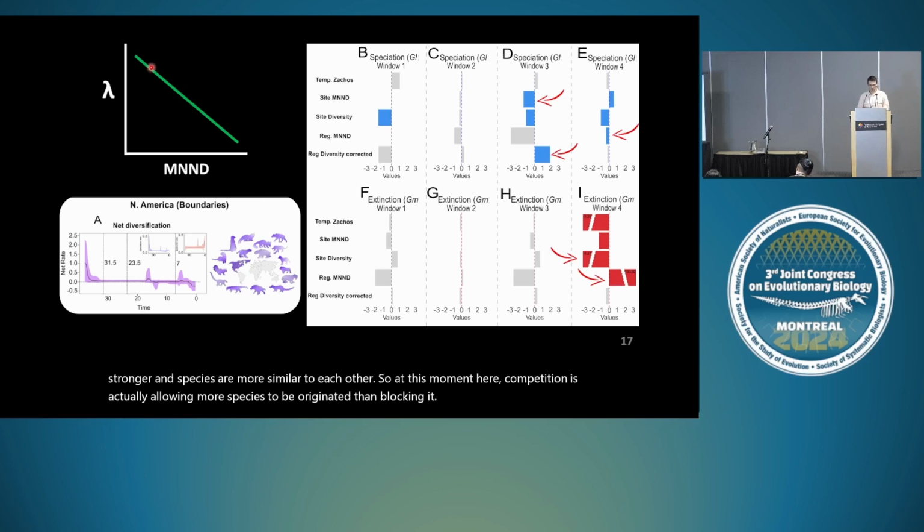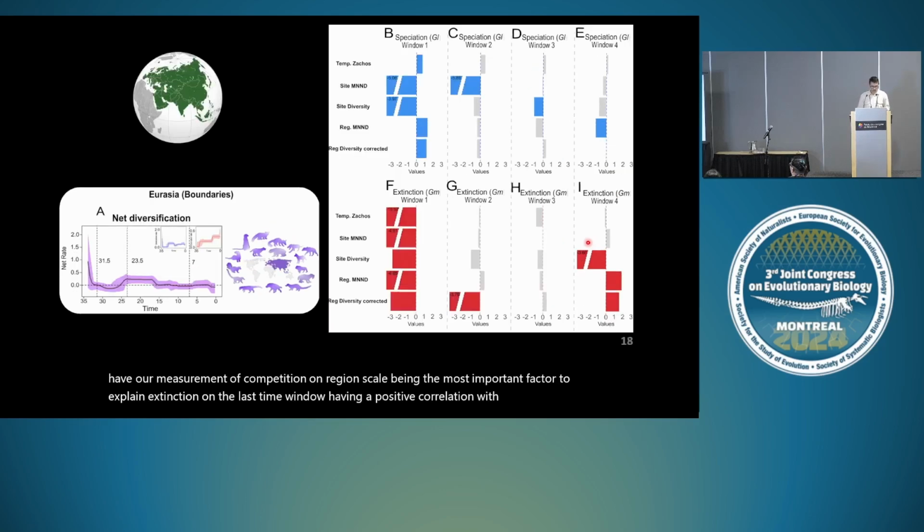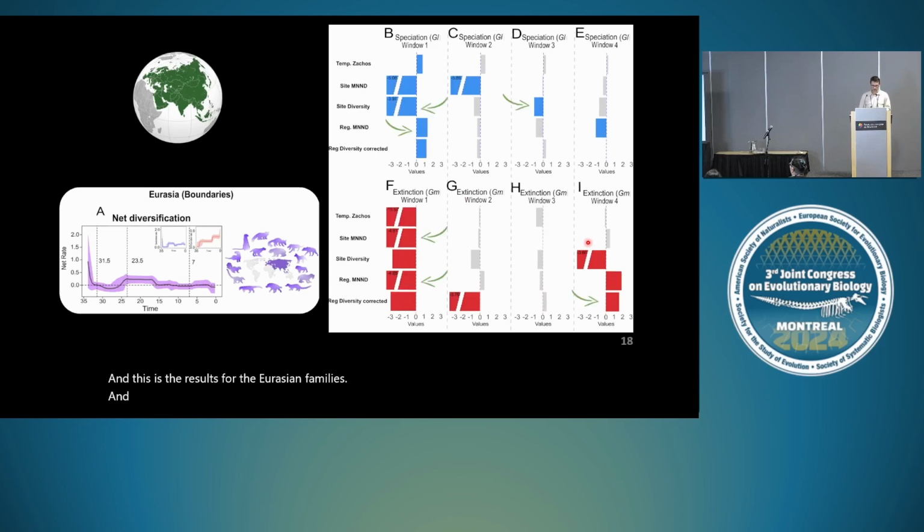And we also found some results that we don't understand so far. For example, here we have our measurement of competition on regional scale being the most important factor to explain extinction on the last time window, having a positive correlation with extinction rates. And this is the result for the Eurasian families. And again, some of the results that we would expect to find, correlations with our measurement of competition here and here on the extinction rates, both of them. And also other results that we still need to figure out.